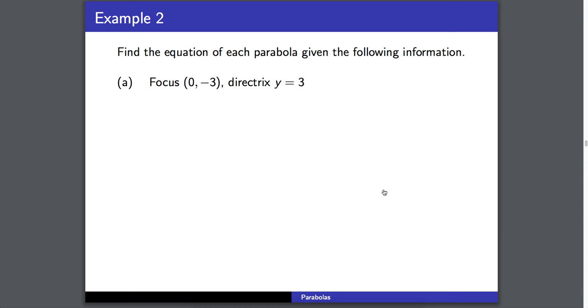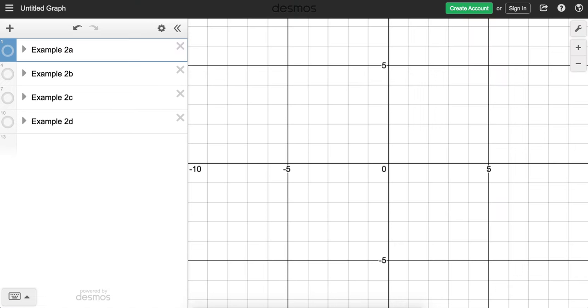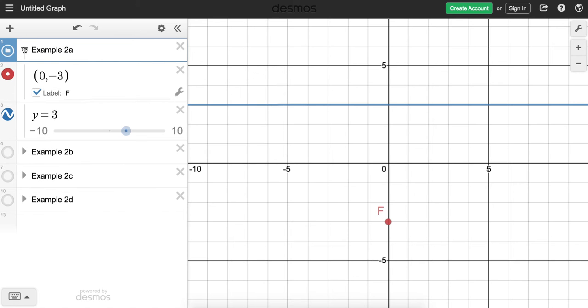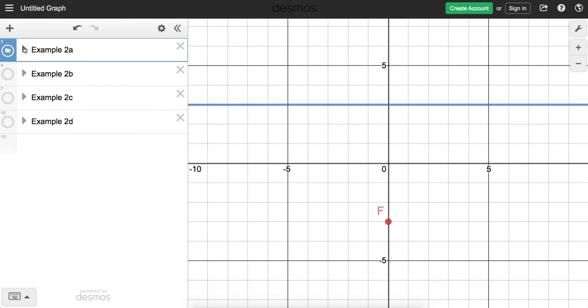So we have a focus point at (0, -3) and a directrix line of y equals 3. So let's take a look at that visually because it's a lot easier that way. So here we have our focus point at (0, -3) and our directrix line at y equals 3. A couple things that we talked about in the past couple videos: the distance from the vertex to the directrix line is going to be the same as the distance from the vertex to the focus point.